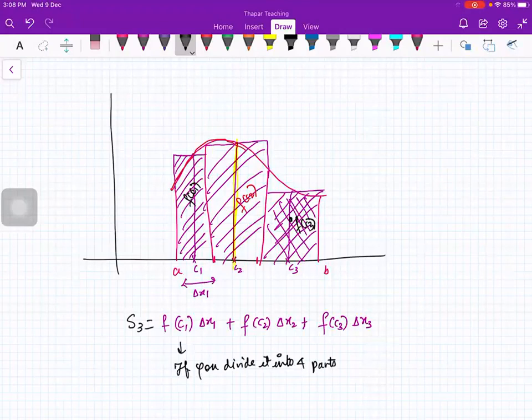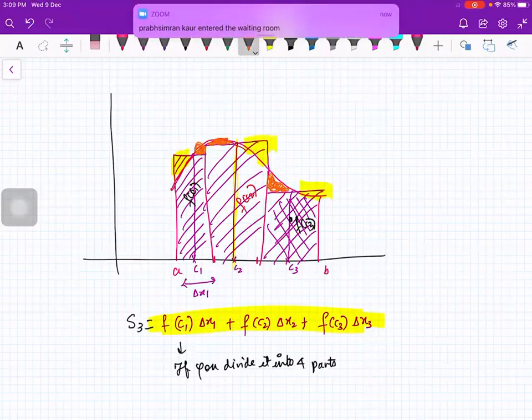Now if you divide it into 4 parts, you will get a better area under the curve because here you are taking extra area. You see, this much is extra and this is missing. This is also missing because your aim is to find the area under the curve. This is also extra if you are just taking 3 parts, and this is missing and this is extra. Can you see? When you compute this area, it differs from your area under the curve by this much. This part is extra, this part is extra, this part is extra, this part is missing, this part is missing, this part is missing. Is that thing clear?